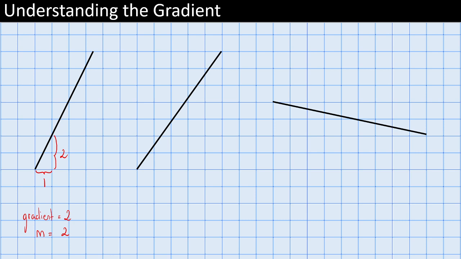Now, let's try and use the same trick for this middle one. If I were to go 1 unit across, I'm going 1 and 1.5. Again, not that easy to tell. So maybe for this one, my change in y divided by change in x might be slightly easier. Let's have a look. We've gone up 1, 2, 3, 4, 5, 6, 7. We've gone up by 7.